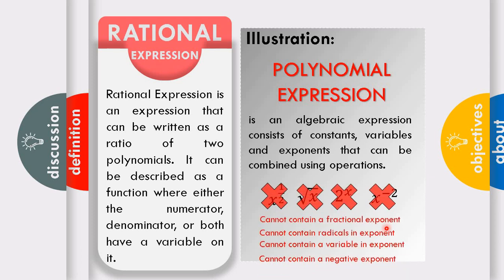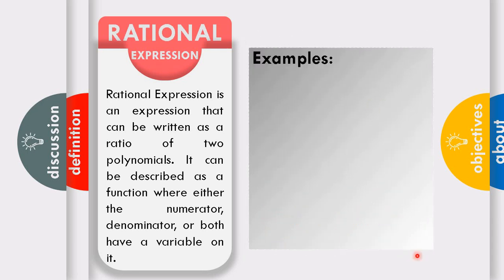A rational expression cannot contain a fractional exponent. Second, a rational expression cannot contain radicals in the exponent. And also, it cannot contain a variable in the exponent. And lastly, it cannot contain a negative exponent. Okay? So next, these are examples of rational expressions.